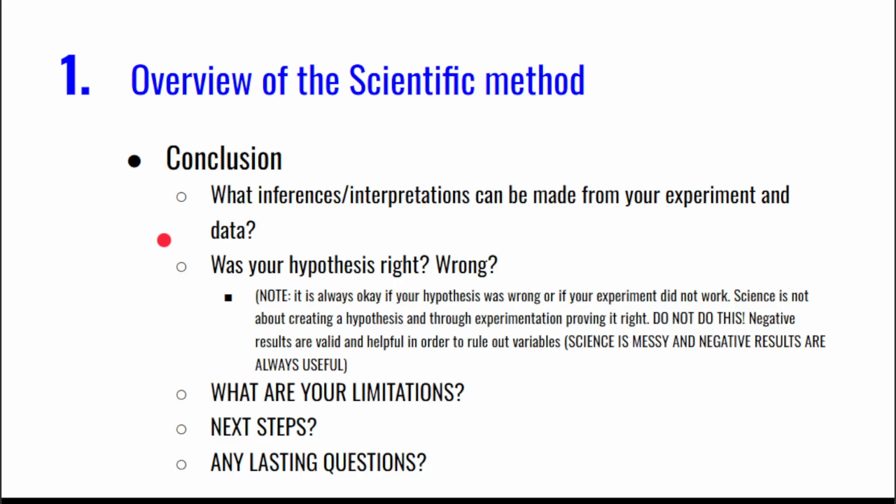So, the conclusion. What inferences and interpretations can be made from your experiment and data? Was your hypothesis right or was it wrong? Okay, I'm going to take a second here. I don't care if your hypothesis was wrong or if it was right. Just because a hypothesis is wrong does not mean it's bad, okay? Again, science is complicated. Biology, chemistry, physics, sociology, all these different topics are super messy. There's tons of variability, okay?